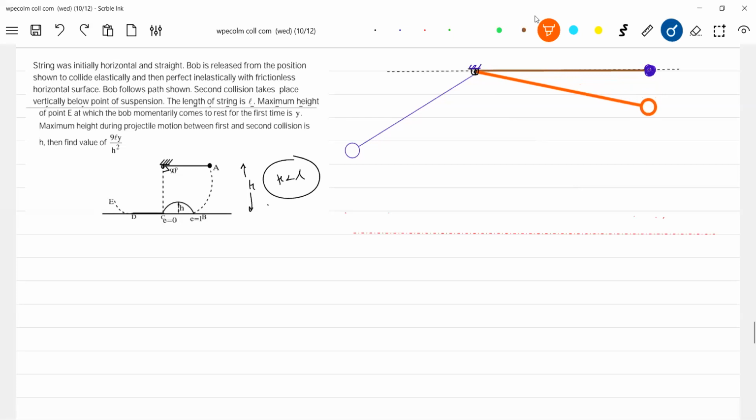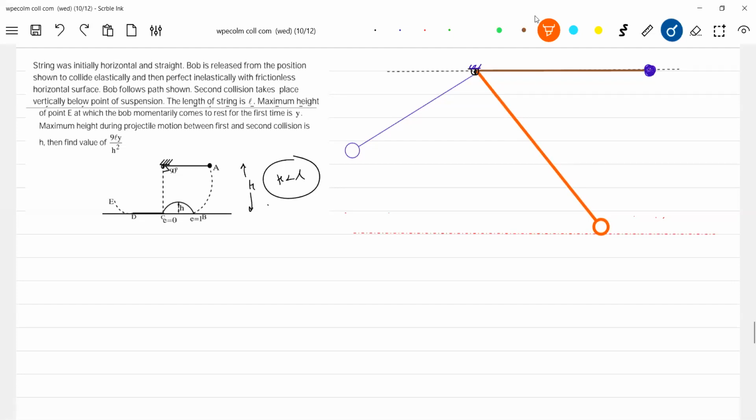You see that one. So I'll release it. If this ground were not there, it will swing like this. It will swing. So now what will happen? Here h is less than L. So as it is swinging, it will come and collide at an angle theta.